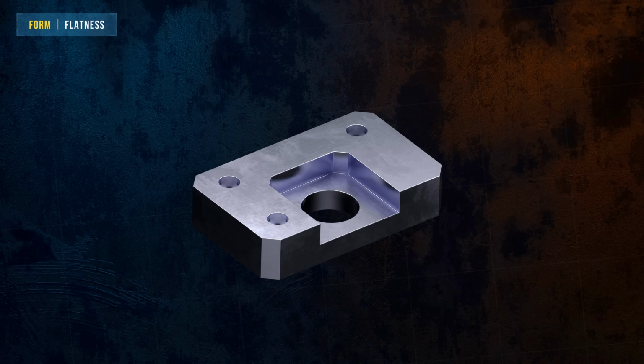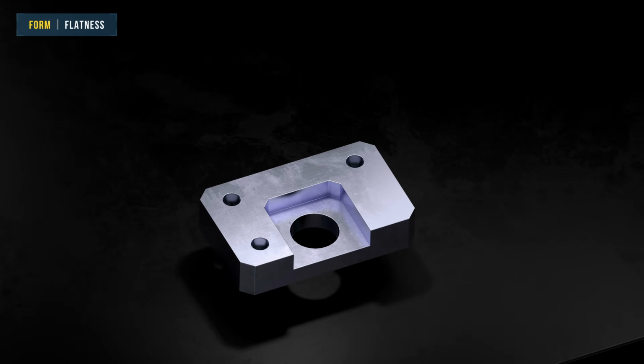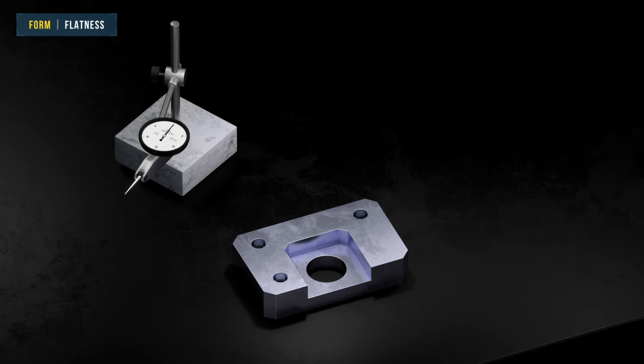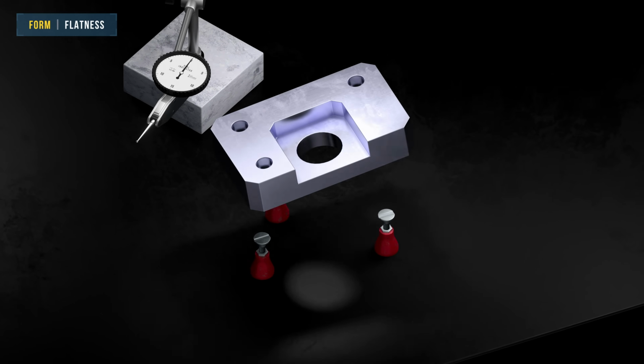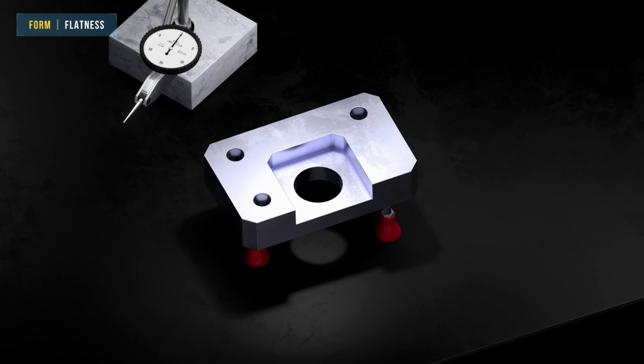When learning about GD&T, it's often useful to think about how a part will be inspected to see if it meets the geometric tolerance. Flatness of a surface can easily be measured using a dial test indicator. First, the part is mounted on 3 jacks, and the jacks are adjusted so that the indicator reads 0 at 3 defined points.